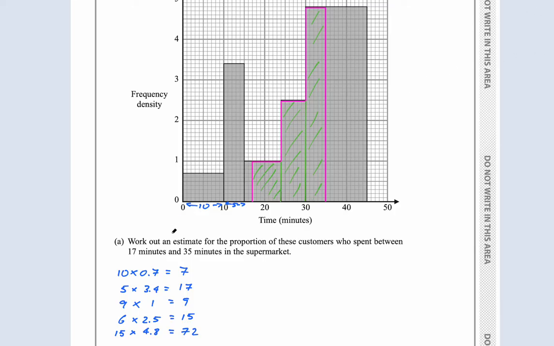So that's 10, 15, 17 to 24. So 1, 2, 3, 4, 5, 6, 7. So it's 7 times 1, because the height is 1, which is 7. Then it's 11. This is 11. 1, 2, 3, 4, 5, 6, 7, 8, 9, 10. No, hang on. Sorry, guys.